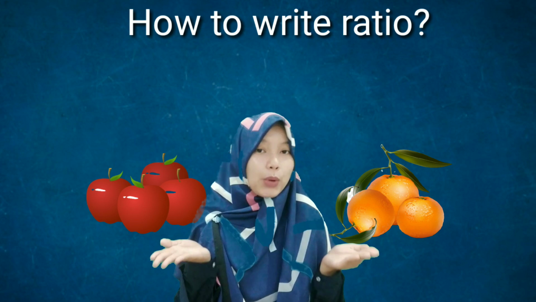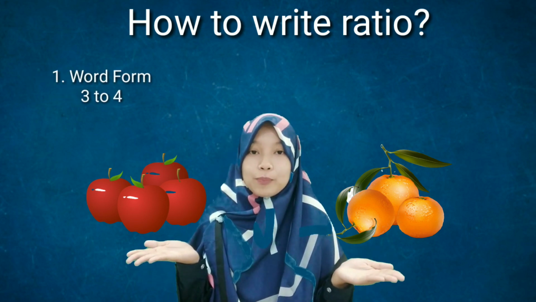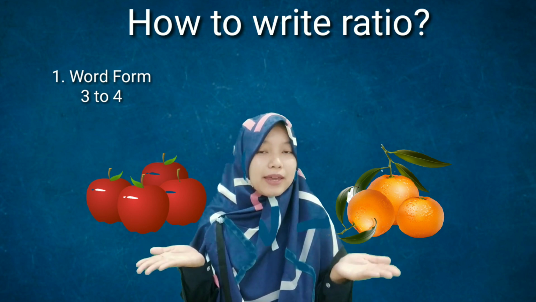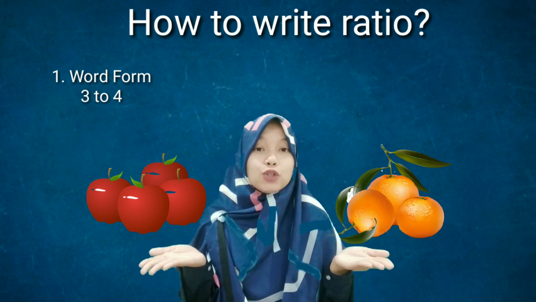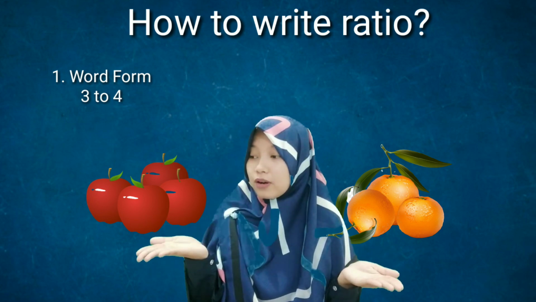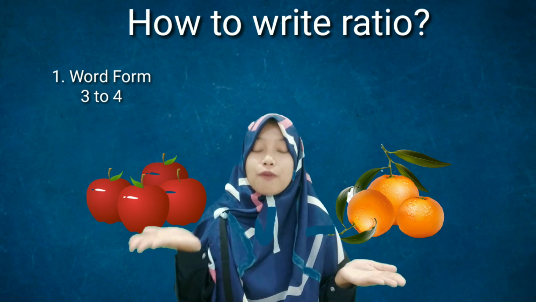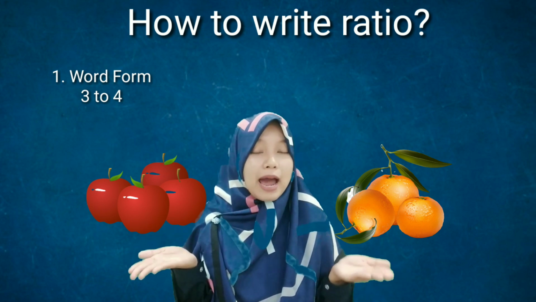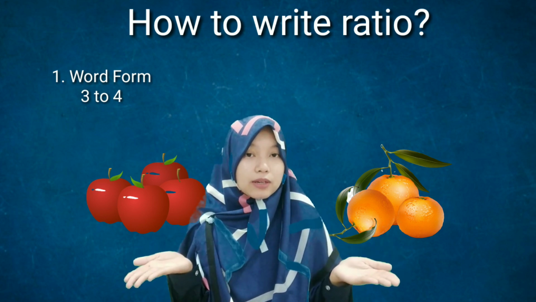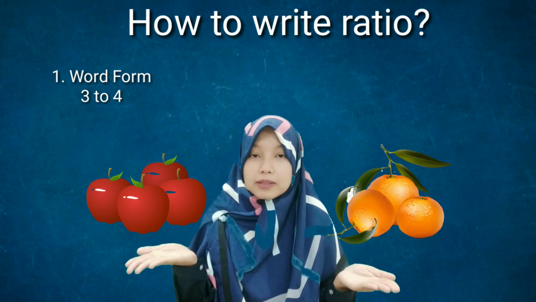For the first way, we can use the word "to". We can say it or we can write it "3 to 4". 3 oranges to 4 apples. So it means you have 3 oranges for every 4 apples.